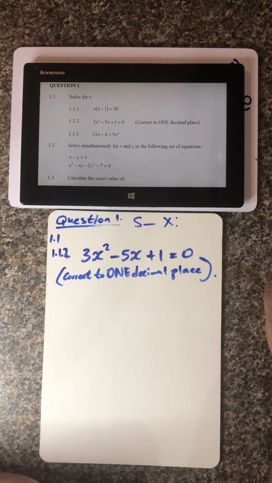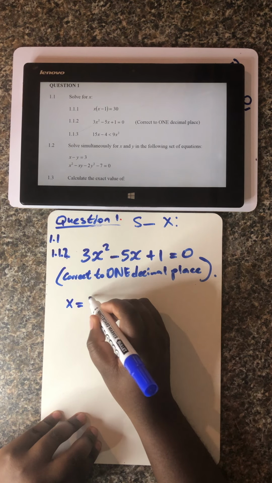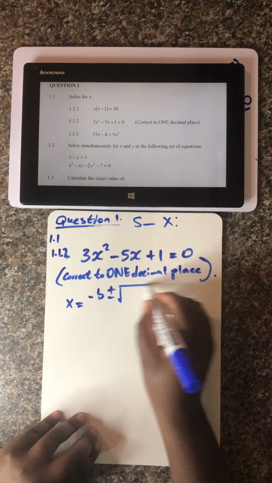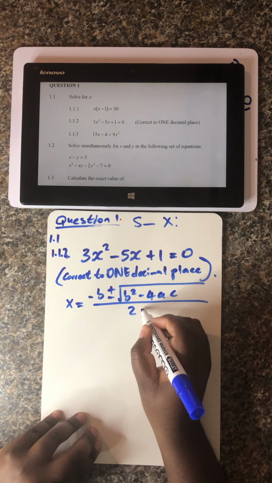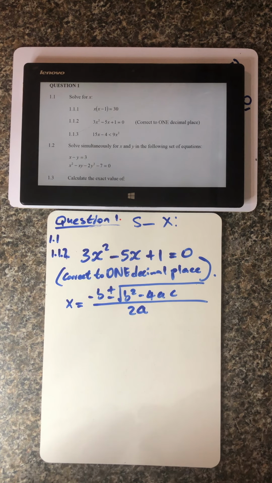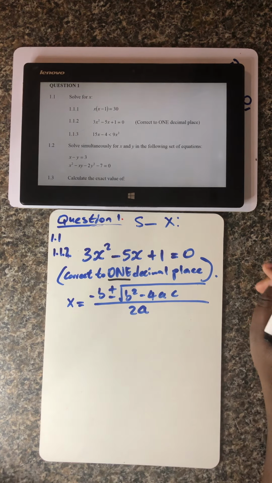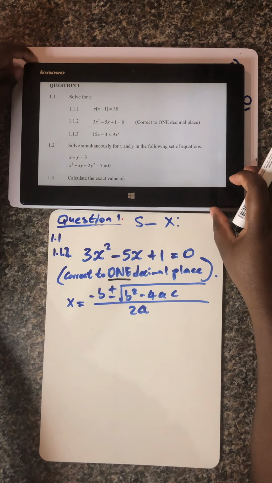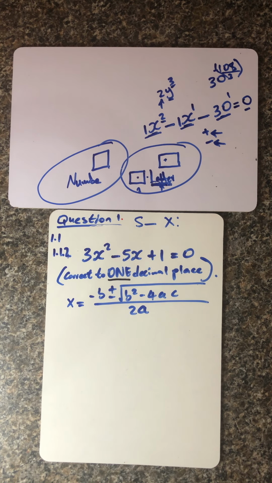Okay, guys, the formula that you must know at all times by heart: negative b plus or minus the square root of b squared minus 4ac, all over 2a. Ladies and gentlemen, why am I writing this formula? It's because they just said correct to 1 decimal place. Very, very important, ladies and gentlemen. For the fact that they said correct to 1 decimal place, that says a lot.